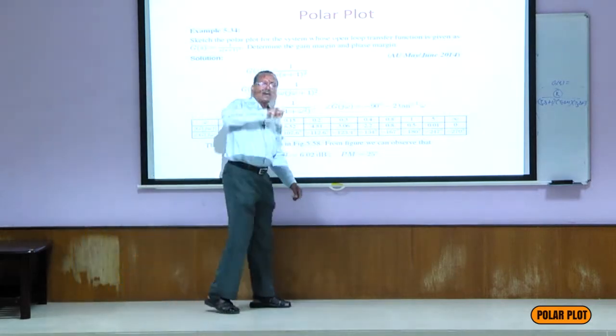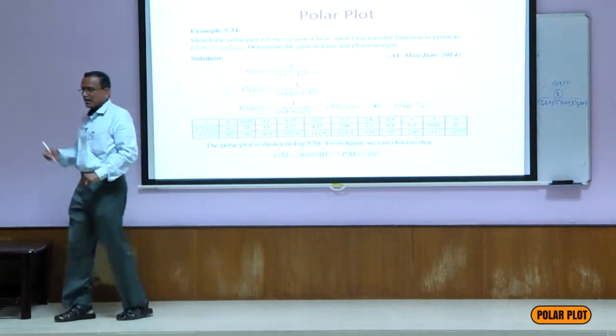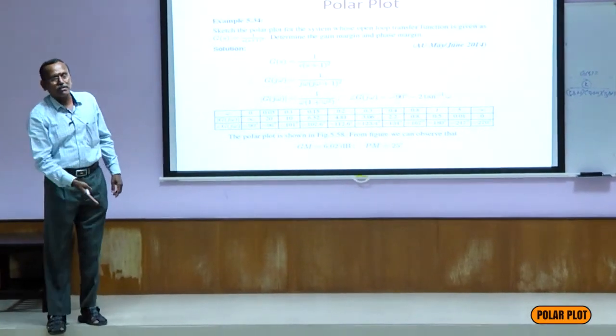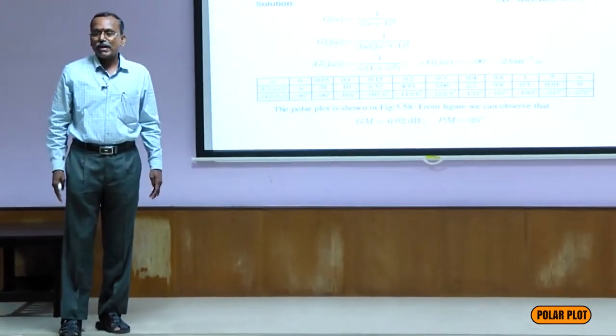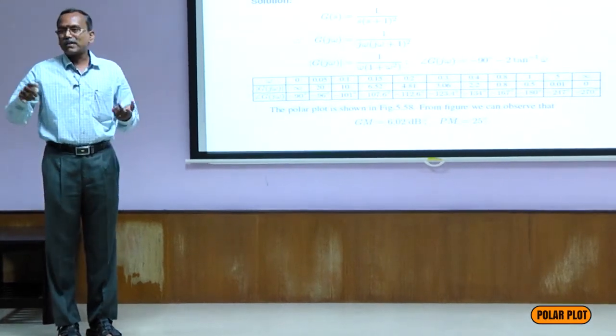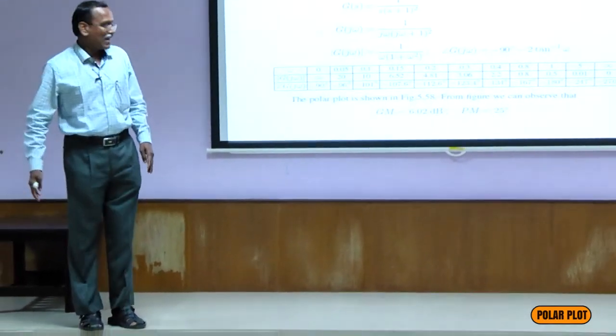For the phase margin, draw the unit circle, and see where the plot touches the unit circle. At that point, take the angle of the system; 180 plus that angle gives you the phase margin.